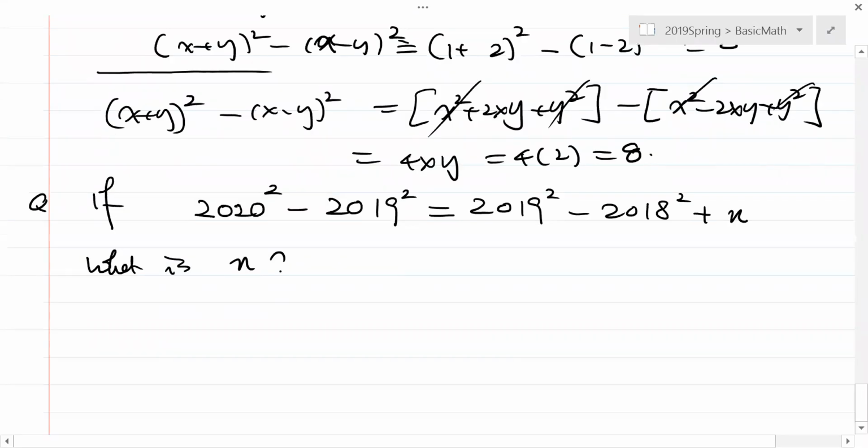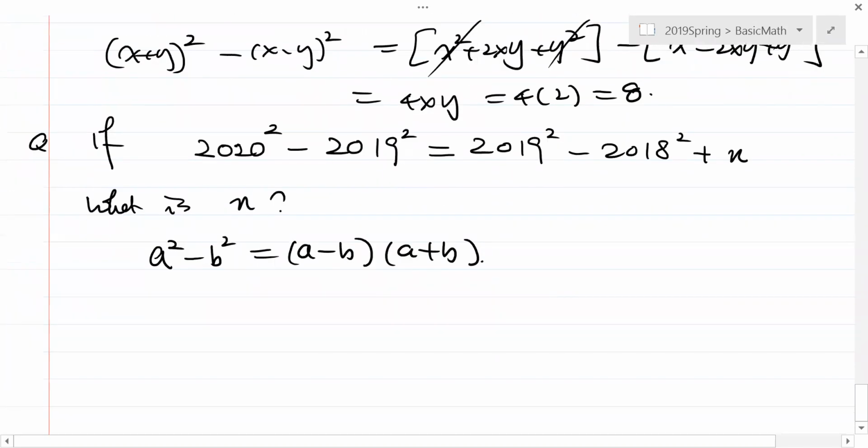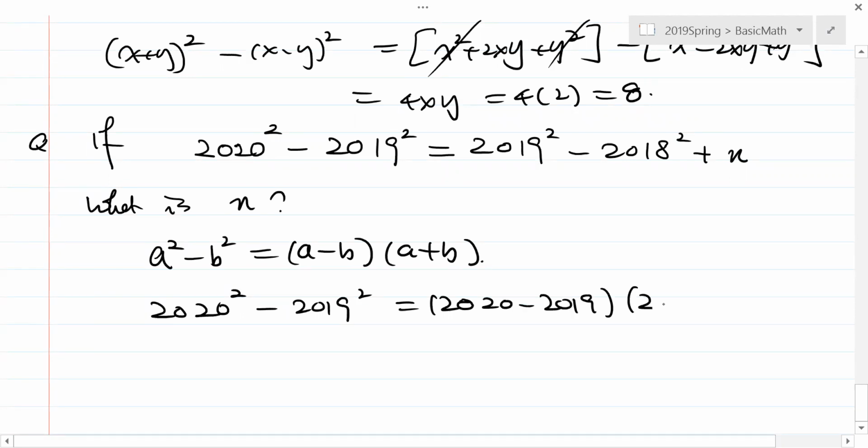All right, so here's another formula we need to know: a squared minus b squared is a minus b times a plus b. So 2020 squared minus 2019 squared equals 2020 minus 2019 times 2020 plus 2019, which is 1 times 4,039.